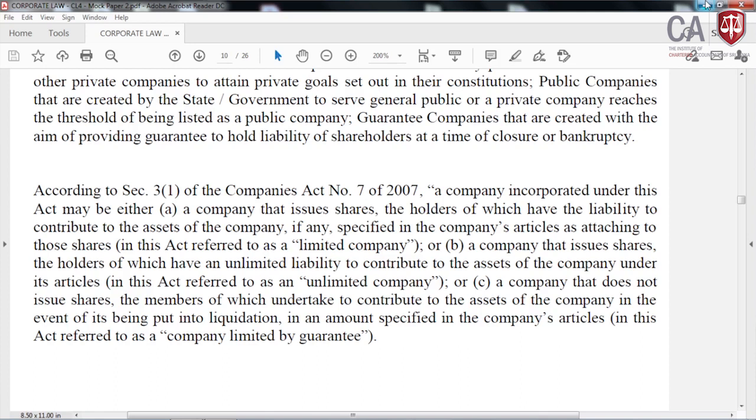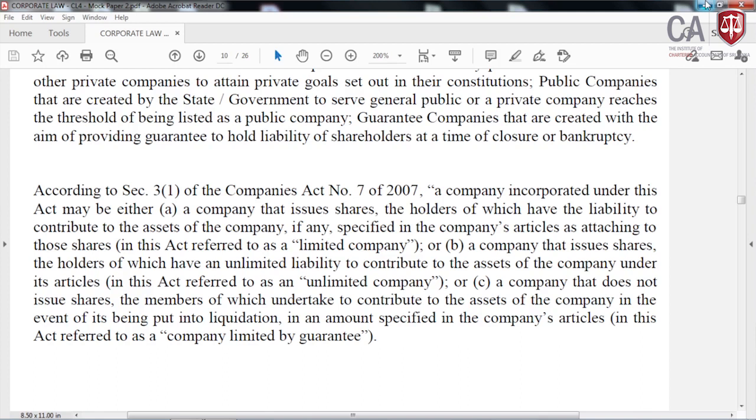Or the third one is a company that does not issue shares, the members of which undertake to contribute to the assets of the company in the event of its being put into liquidation in an amount specified in the company's articles, and this is a company limited by guarantee, where at the inception of the company, the shareholders give a guarantee that in case the company runs into liquidation, such as bankruptcy, they will contribute to the number of shares that they have taken out from the company.